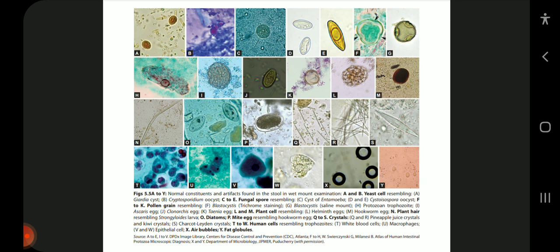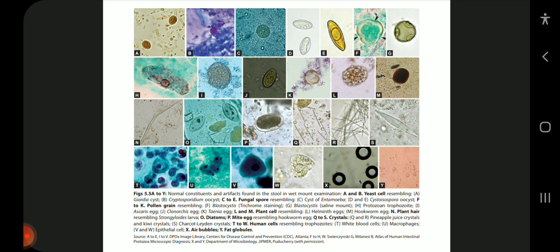F is Blastocystis, trichrome staining. G is Blastocystis, saline mount. H is protozoan trophozoite. I is Ascaris egg. J is Clonorchis egg. K is Taenia egg. L and M are plant cells resembling: L is helminth egg and M is hookworm egg.